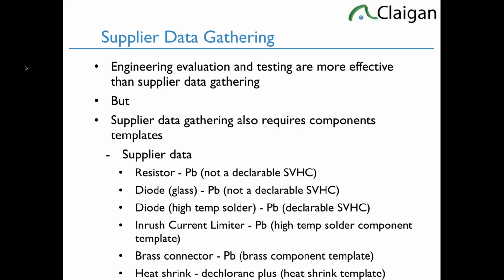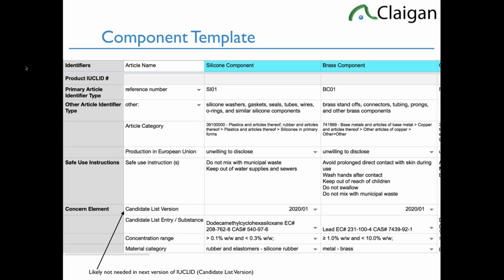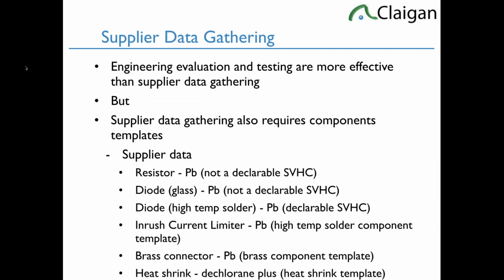So no matter what you do, you're going to need these component templates. So we're a big fan. That we just looked at is a component template. No matter what you do, you're going to need this, believe it or not. If you're testing it, you're going to need it. So we test for you. We say, you know what? You have lead in high temp solder, and you have lead in brass, and you have EGDME in the button cell battery. Awesome. That's not a SCIP declaration.